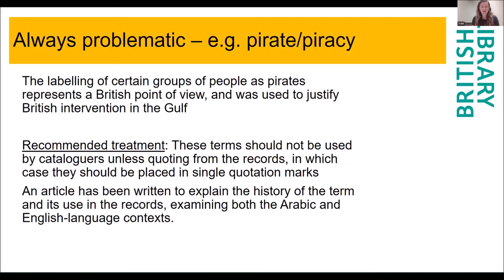The third category is for those terms which, as far as we could tell, are always problematic when they appear in the records. An example of this are the terms pirate and piracy, which appear frequently in records relating to the Gulf, particularly during the 19th century, when Britain sent several military expeditions to the Gulf with the express aim of eradicating piracy. So the labelling of certain Arab tribes as pirates therefore represents a British point of view. And so we've recommended that cataloguers don't use it in their catalogue descriptions unless they're quoting from the archival records themselves, in which case it should be placed in single quotation marks.